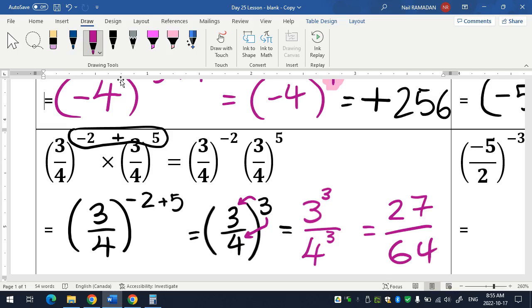Okay, what else does 27 divide by? It divides by 3. Go up. 9. Do you think 9 divides 64? No, it doesn't. What else does 27 divide by? Nothing. That's it. So that means, is that our final answer? Absolutely. That's it.